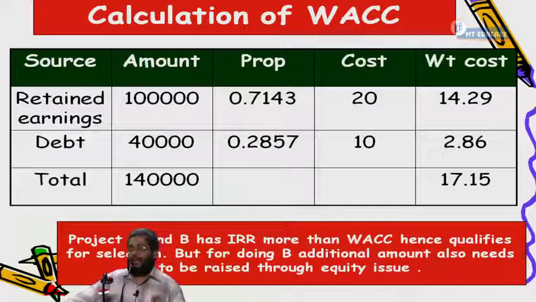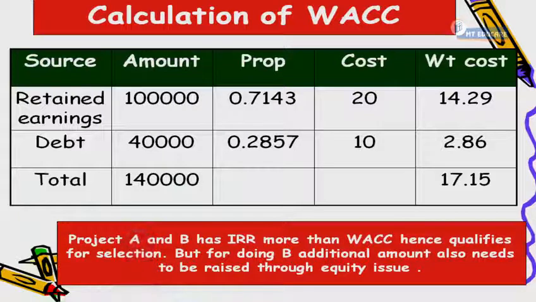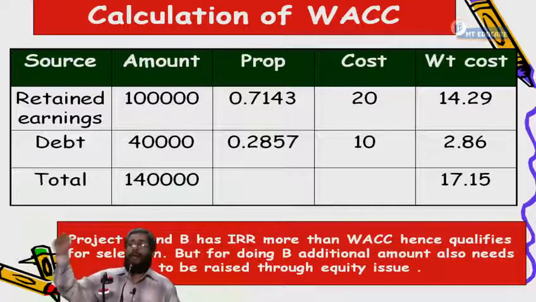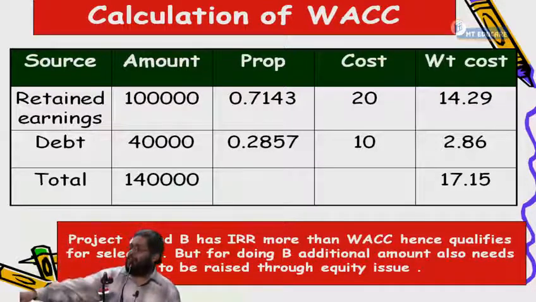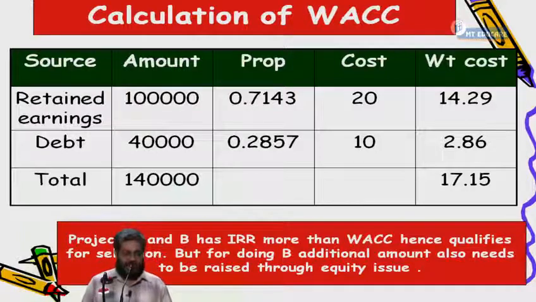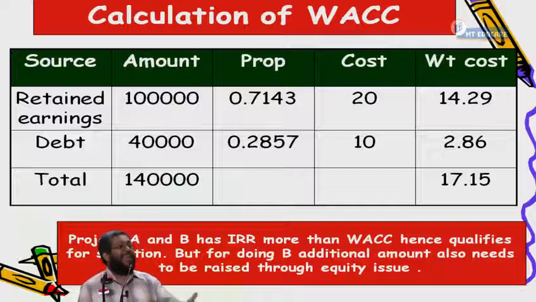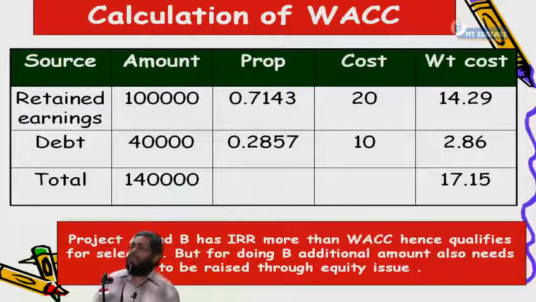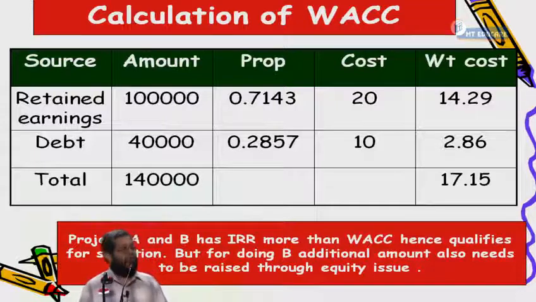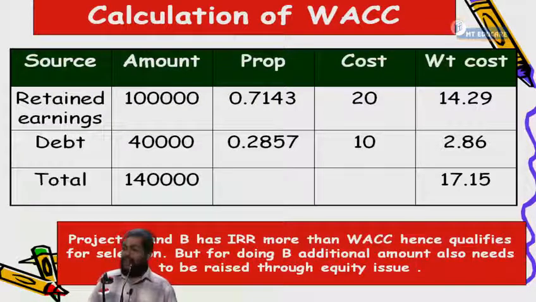But for doing A, no problem. 1,12,000 money is available or not? Yes. But for doing B, the additional amount also needs to be raised through equity. So now, for comparing B's IRR, I should not take 17.15 as the cost of capital, because B needs to be financed even using equity issue. Can it withstand it is the next issue. So now I am going to recalculate WACC and see how it is going to happen. Can I move to the next stage or not? I will just write the recalculation in the sheet and then go to the slide.